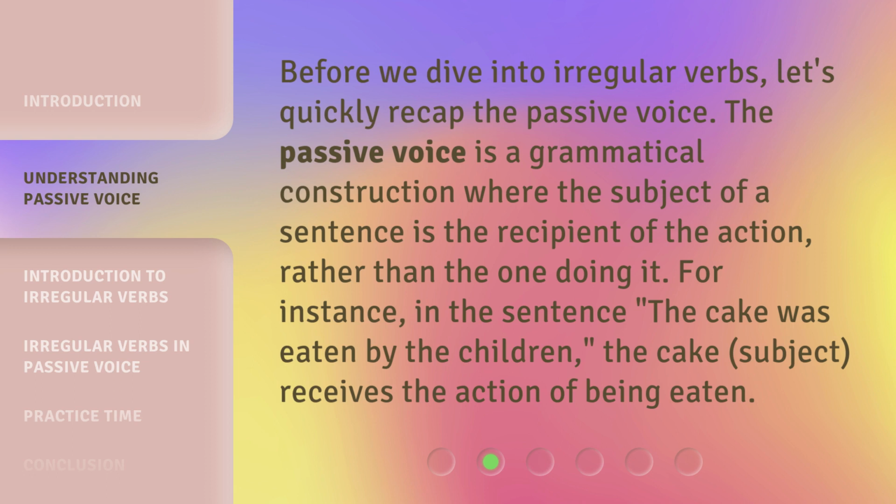Before we dive into irregular verbs, let's quickly recap the passive voice. The passive voice is a grammatical construction where the subject of a sentence is the recipient of the action, rather than the one doing it. For instance, in the sentence, "The cake was eaten by the children," the cake, the subject, receives the action of being eaten.